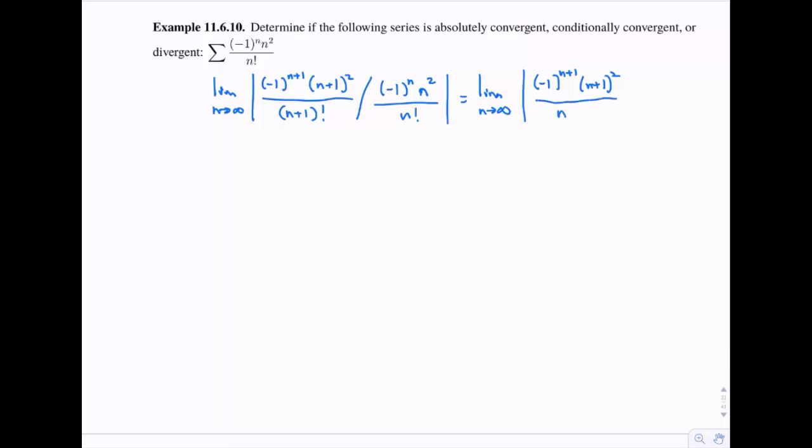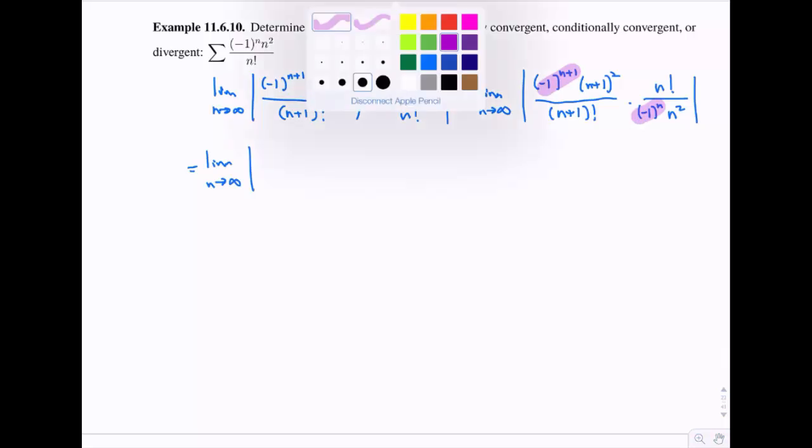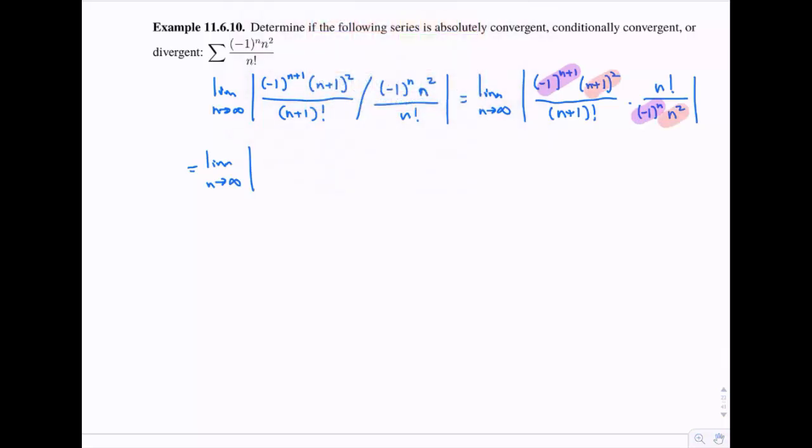So again, I have my a sub n plus 1, all this stuff. And now I'm going to be multiplying by the reciprocal. So that is n factorial divided by negative 1 to the n times n squared. And we're going to think about this again in groups, right? We're going to group these like terms and think about the quotients of those. So first, let's group these negative 1s together, everything with a negative 1 to the n plus 1 and to the n. Then we're going to group the squared terms together. Then we're going to group all the stuff with factorials together. And hopefully there's some cancellation, right?